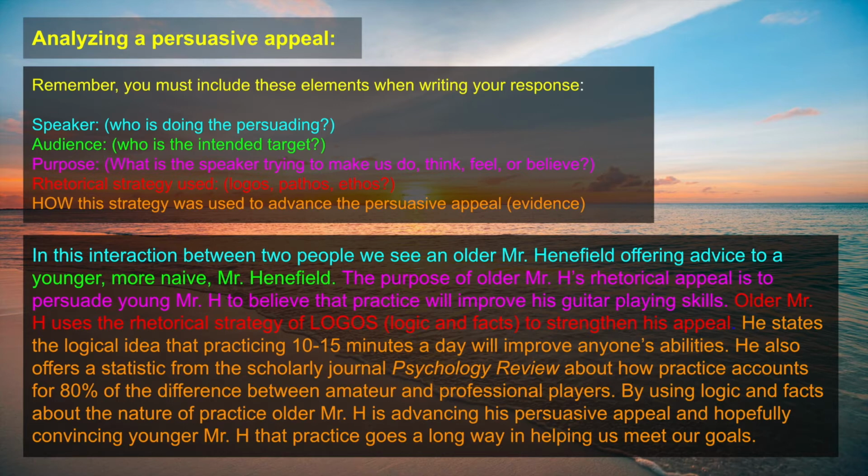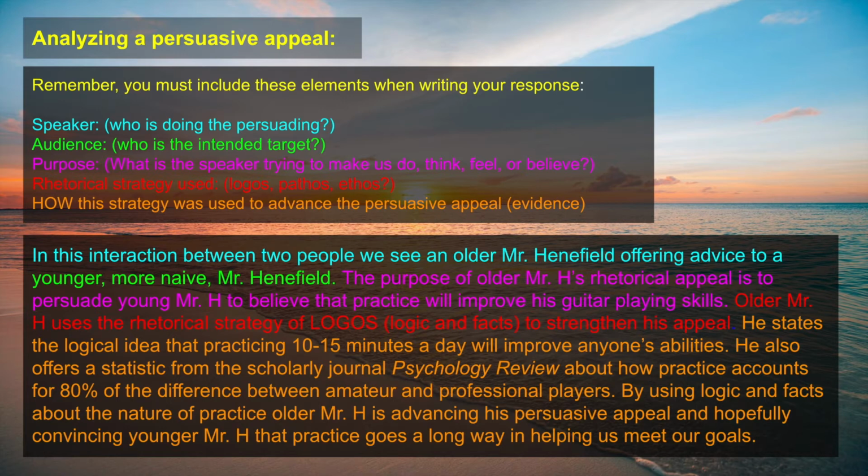Okay, so I'm just going to read this, and this is kind of what y'all's responses can look like. In this interaction between two people, we see an older Mr. Hennefield offering advice to a younger, more naive Mr. Hennefield. So, I've identified the speaker, older Mr. Hennefield, and the audience. The audience is a younger, more naive Mr. Hennefield. Now, what's the purpose of this persuasive appeal? The purpose of older Mr. Hennefield's rhetorical appeal is to persuade young Mr. Hennefield to believe that practice will improve his guitar playing skills.